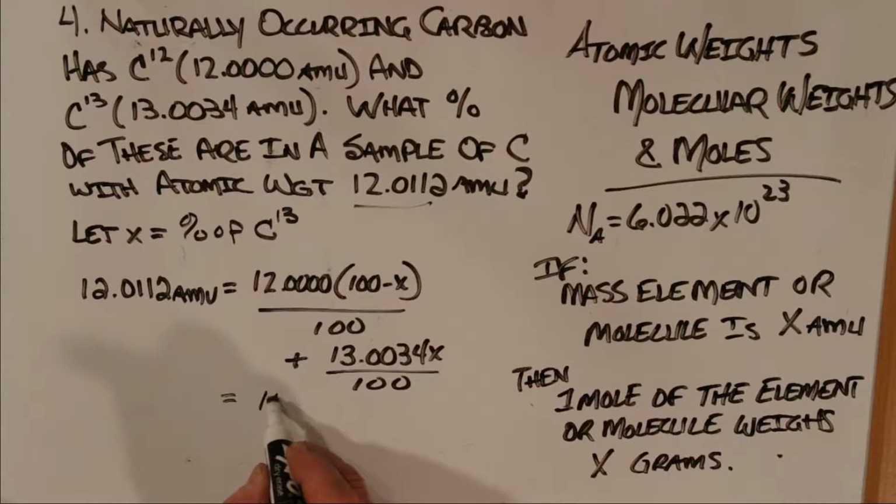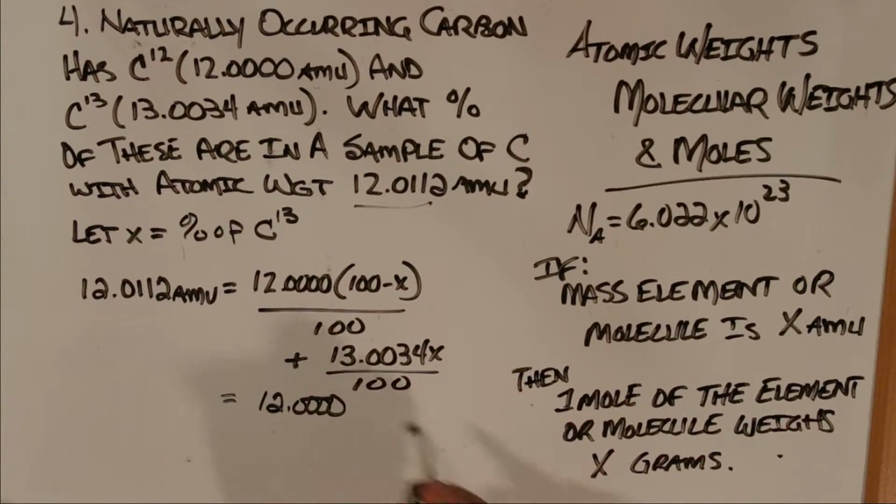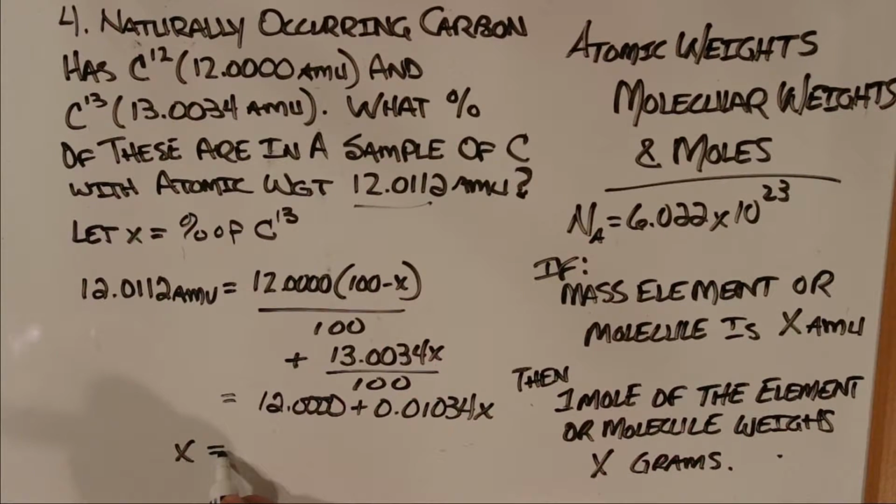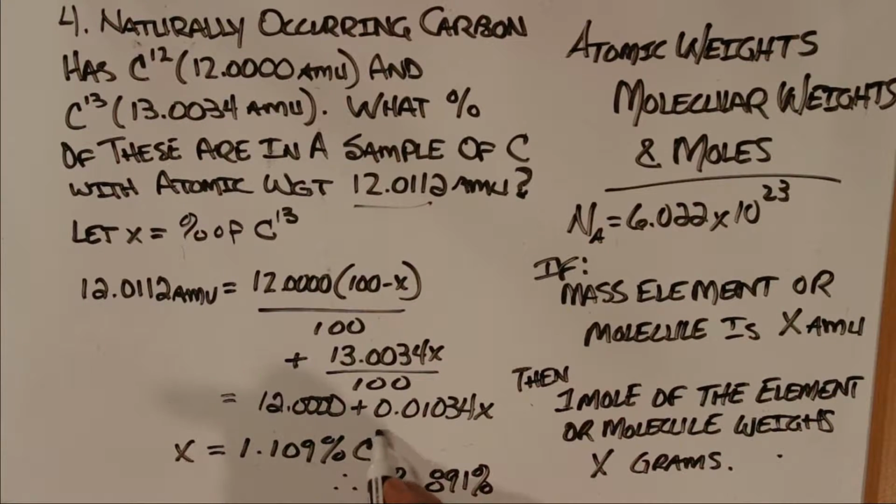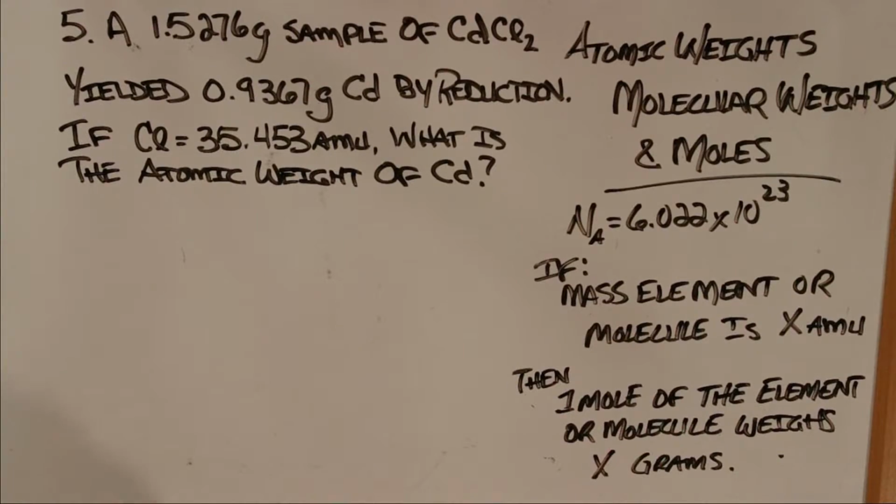And when we crunch the numbers a little bit further, we have 12 plus 0.01034x is equal to 12.0112 atomic mass units. X then becomes 1.109% carbon 13, and that means the percentage of carbon 12 is 98.891%. And that's that problem.